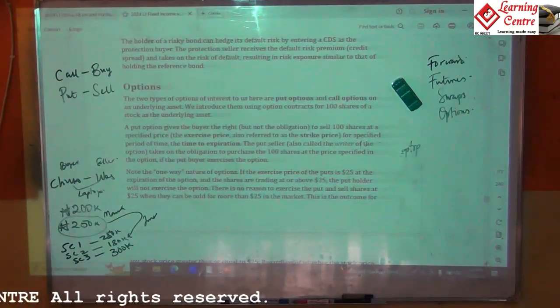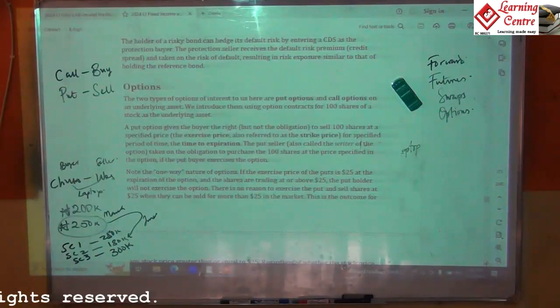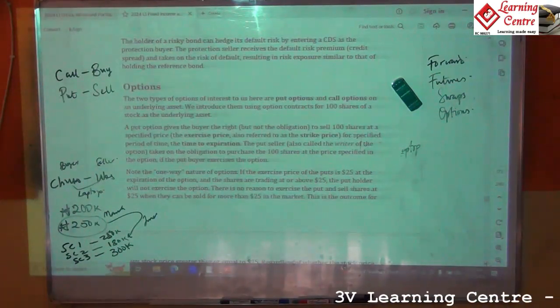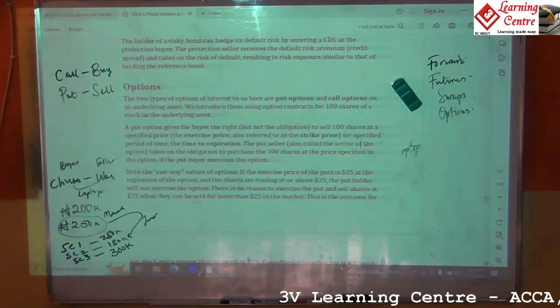The buyer has gained, the seller has lost. Do we agree? I said the buyer has gained, the seller has lost. Okay, that's one answer. Any other contradictory answer, we all agree with him.